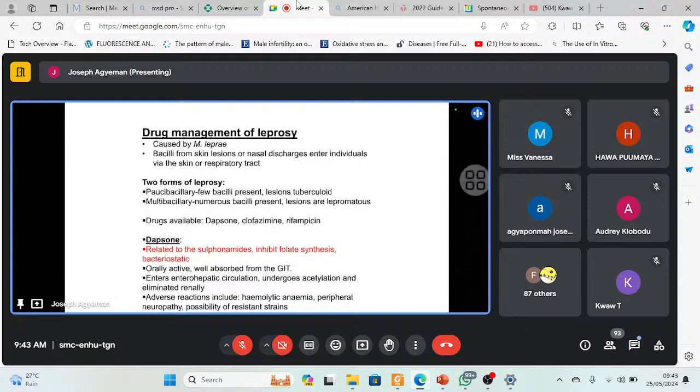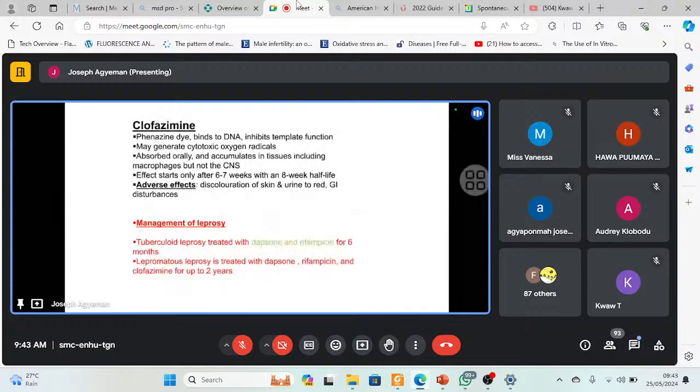Adverse effects possibly include hemolytic anemia. Remember, it's a sulfonamide. And of course, it can trigger hemolytic anemia. It can also cause peripheral neuropathy. If it is used alone, you may create resistance. So don't use it alone.